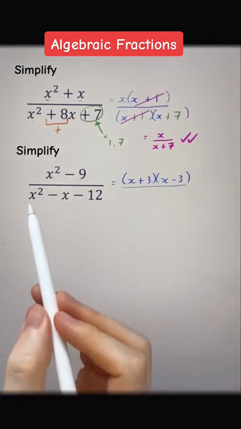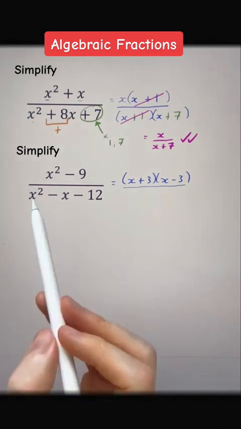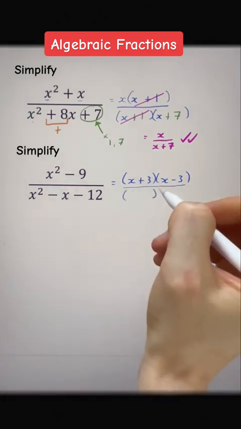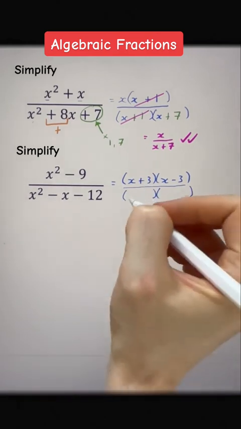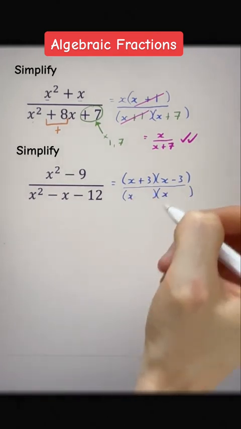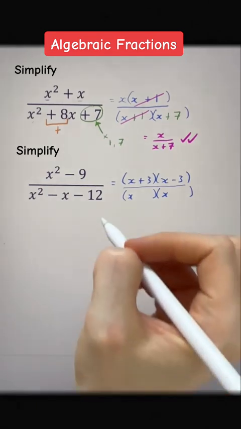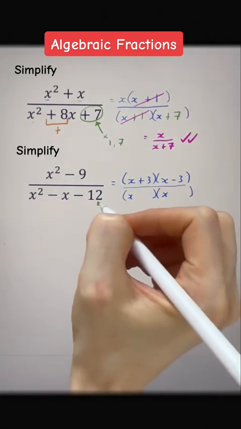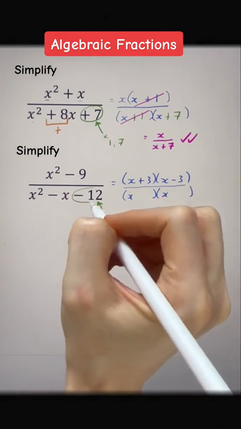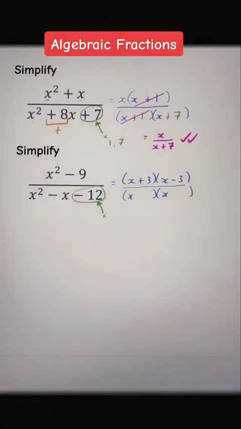On the bottom, once more, we have three terms, a quadratic in terms of x. So again, it's going to factorise into double brackets. As it starts x squared, we're going to place a single x in each bracket. This time we want to find two numbers that multiply together to give us our constant, i.e. our number term, which in this case is negative 12.